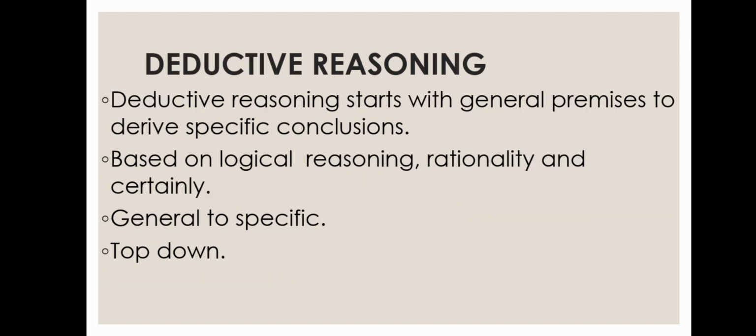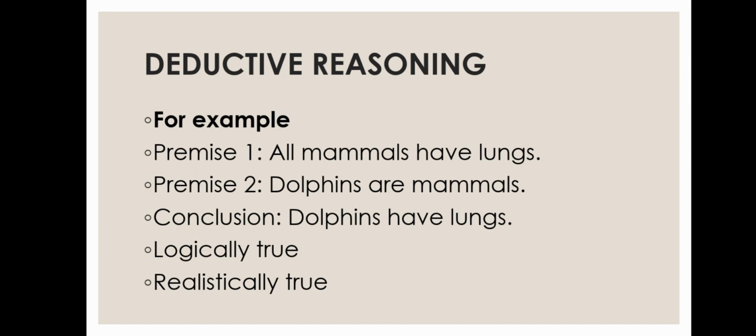Now, the deductive method. Deductive reasoning is the opposite of inductive reasoning. Deductive reasoning starts with general premises to derive a specific conclusion and is based on logical reasoning, rationality and certainty, and it is a top-down approach because it starts with a general principle or premises and then moves downwards to draw a specific conclusion. Let's take an example.